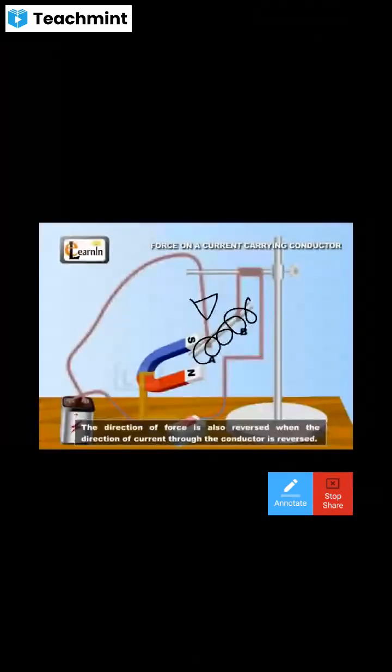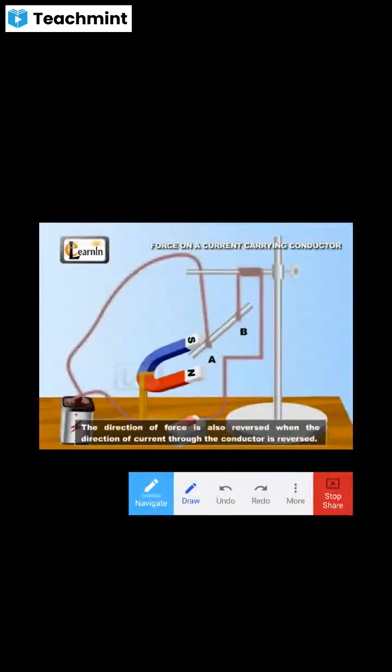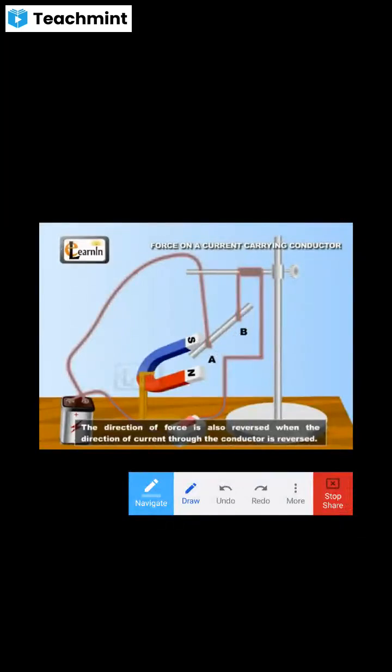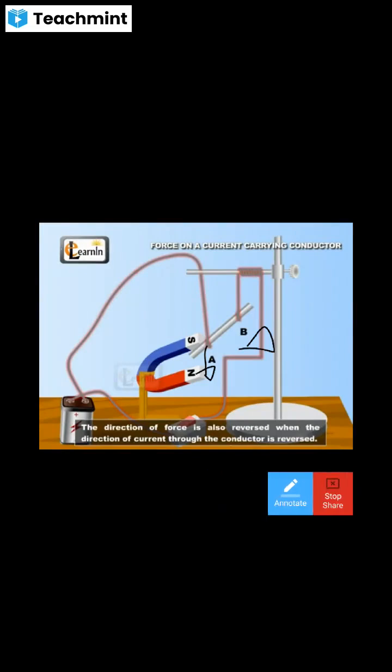See what happened. When they switched on the current, the iron rod was attracted and moved towards the south side. The direction was that way. If they reverse it, if the current is given from this side, what happens? The direction will turn towards the north side. Earlier it went that way, now it is coming this way.